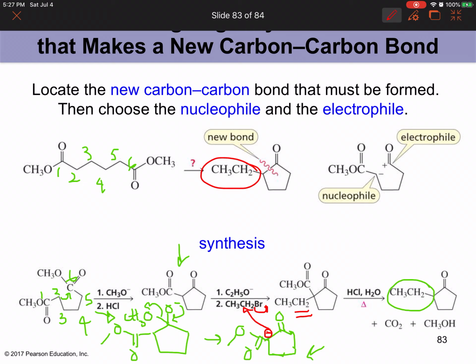Once you add that part, now you're going to heat it with acidic water, and then when you heat it, this ester group over here will hydrolyze to carboxylic acid, and then the carbon dioxide will be lost. Basically that whole part is going to lose, and then you have your end product, this group over here.